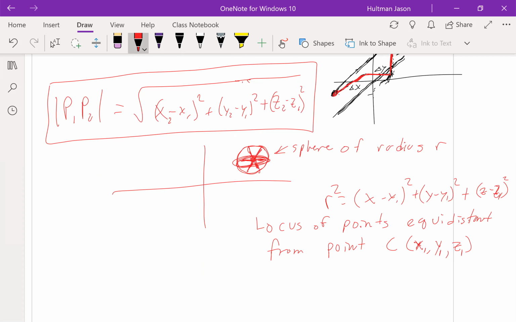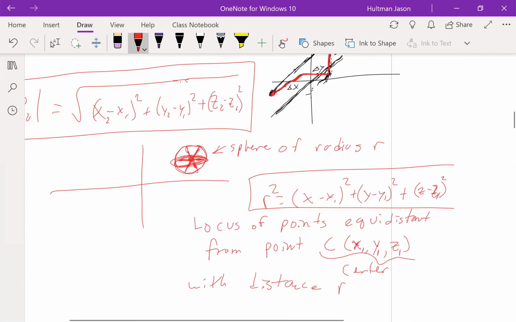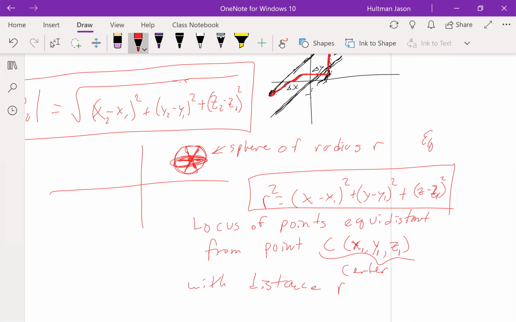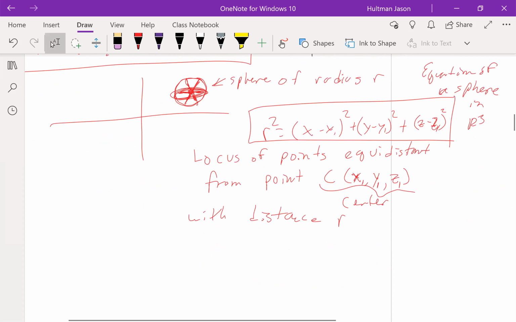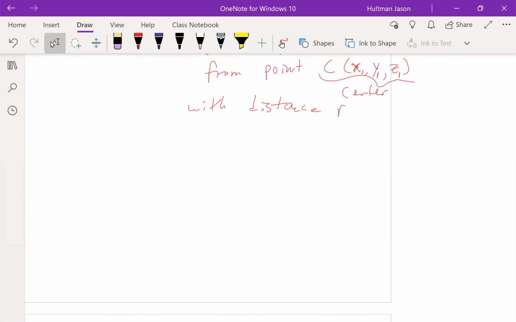Handwriting is so bad today. Okay, so x1, y1, z1 is the center of the sphere. It's from the center, with distance r, right? So there you go. There's your equation of a sphere in R3.